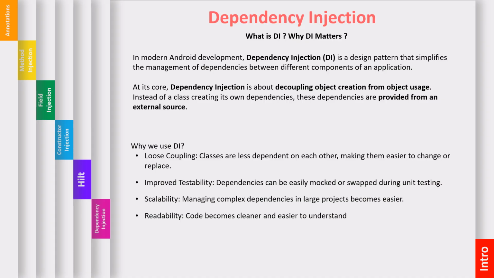Why do we use dependency injection? Loose coupling. Classes are less dependent on each other, making them easier to change or replace. Improved testability. Dependencies can be easily mocked or swapped during unit testing. Scalability. Managing complex dependencies in large projects becomes easier. Readability. Code becomes cleaner and easier to understand.